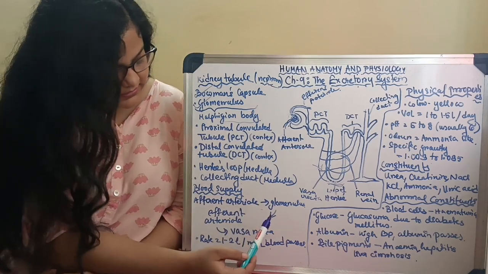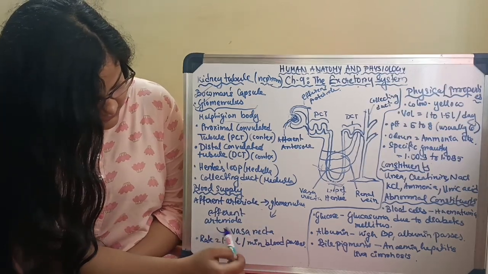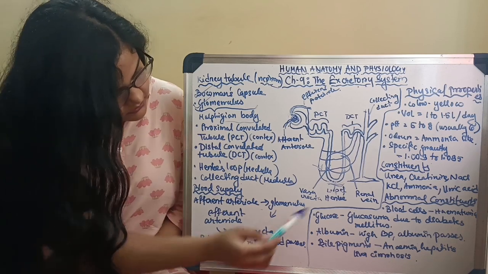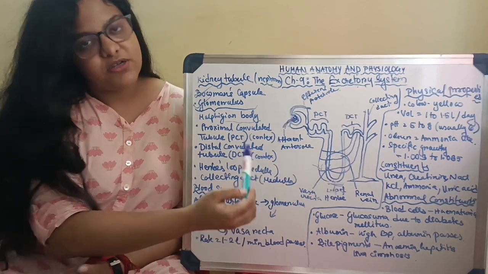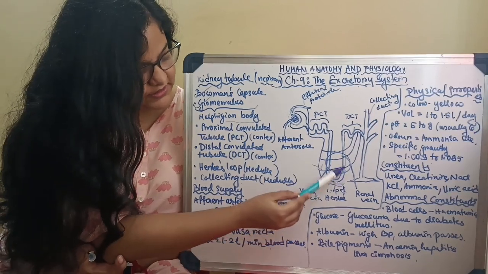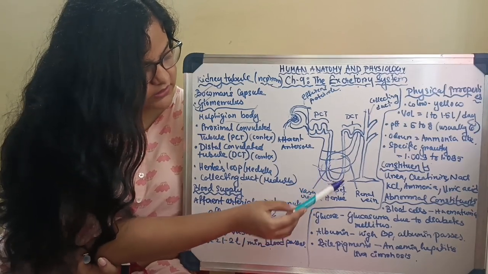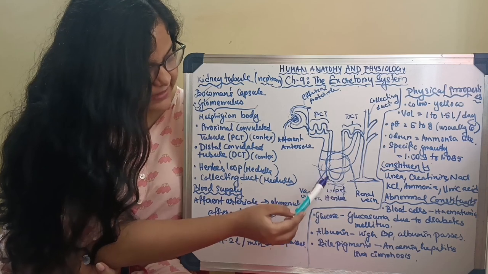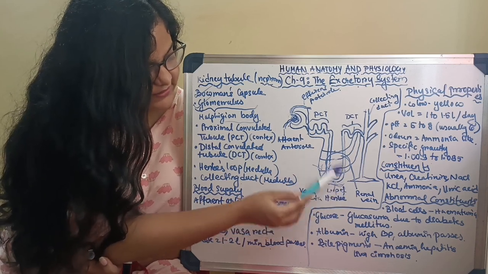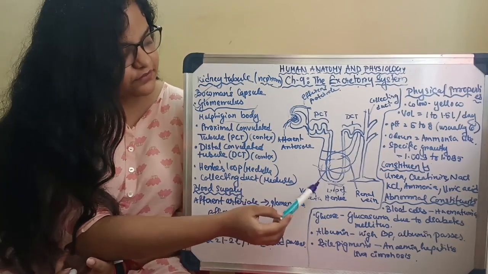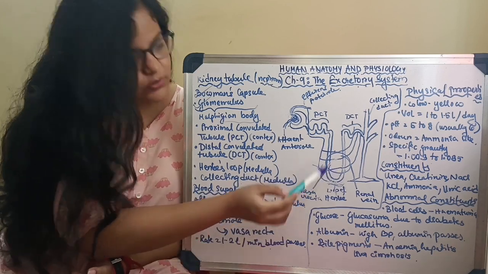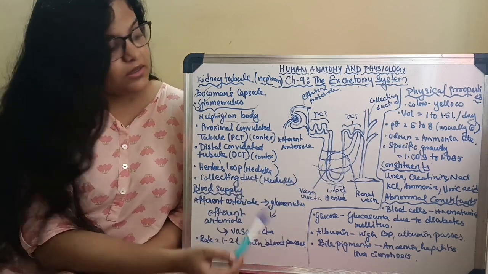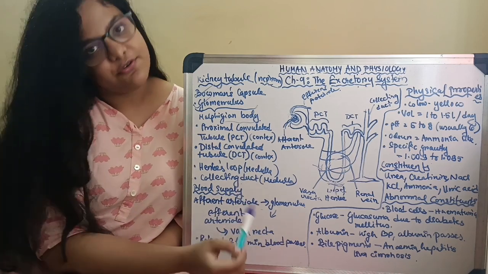Okay. Next, we get the renal veins. Now renal veins are joined by the capillaries, which are formed by the joining of the renal vein and the renal artery. And this area where the capillaries of the renal arteriole and the renal vein join is known as the vasa recta. What is it called? The vasa recta.